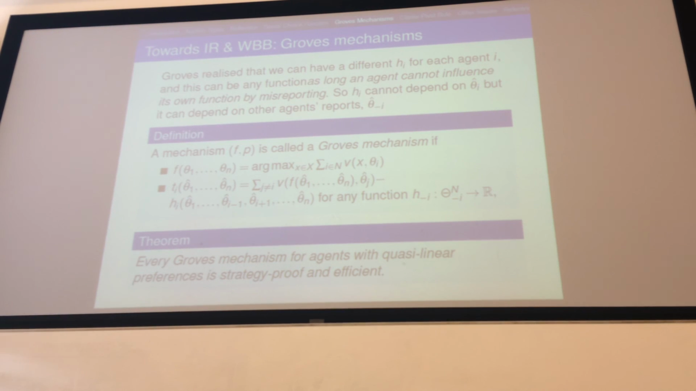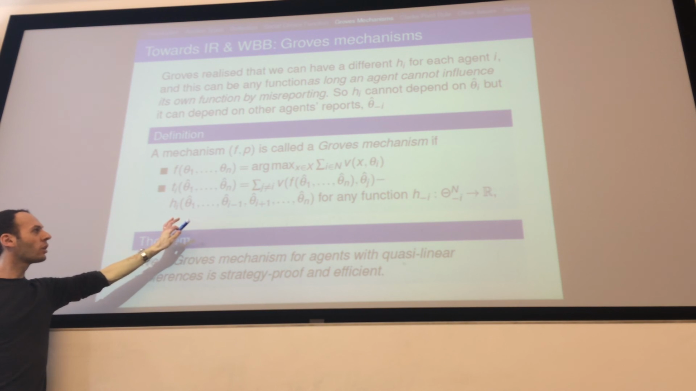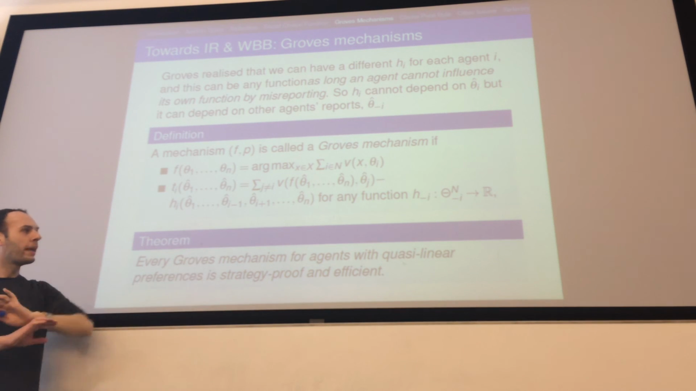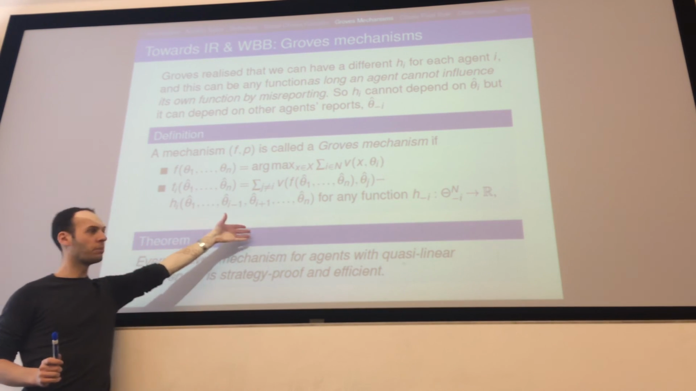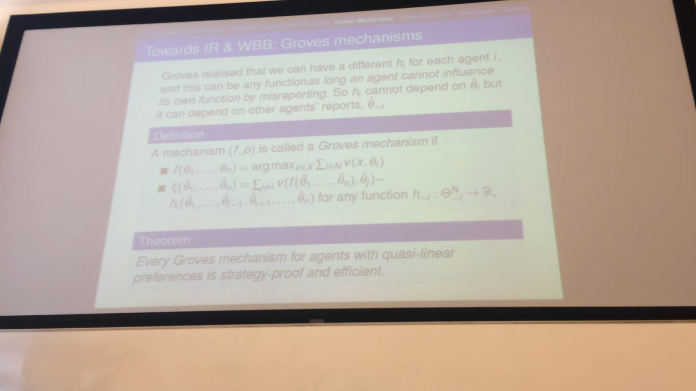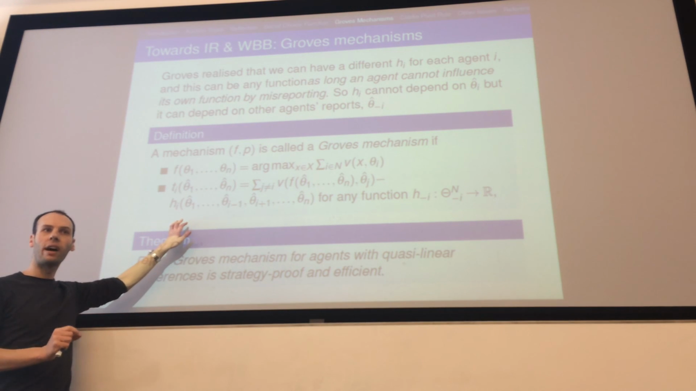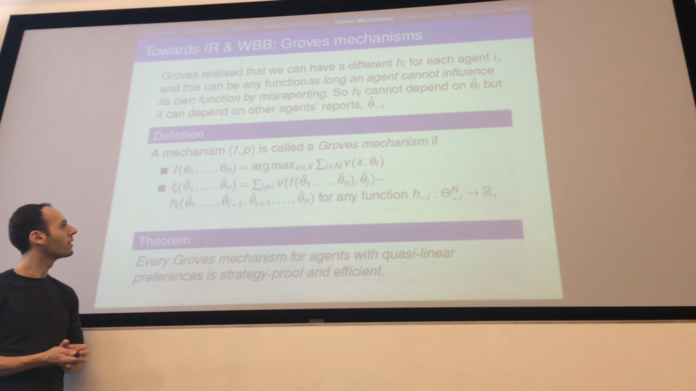So we can have a lot of different functions now here as h. And as long as it does not depend on agent I's report, it's still strategy proof. We can set this to 0, for example. Whether it satisfies budget balance and individual rationality is another issue. So we need to find an h_i that satisfies budget balance and satisfies individual rationality.